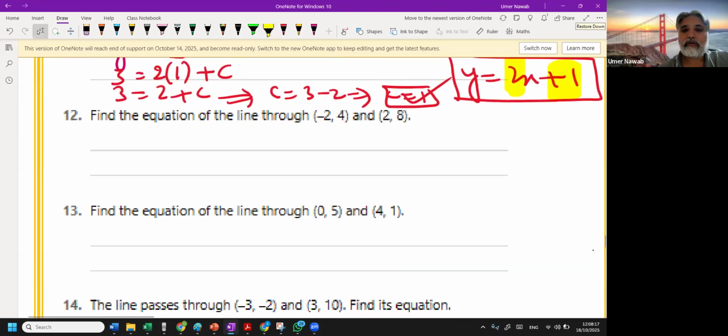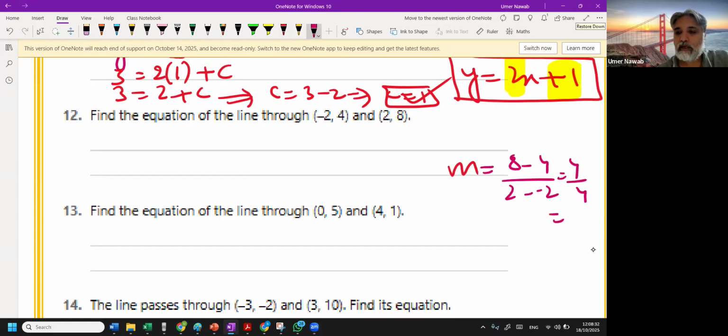Let's try this question again. Try to find the equation of a line which is passing through these 2 points. I need to find the gradient first. How can I find the gradient? The gradient formula is 8 minus 4 over 2 minus minus 2, 4 over 4. The answer is 1.